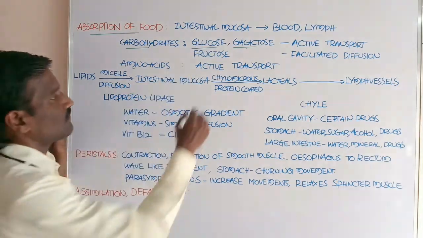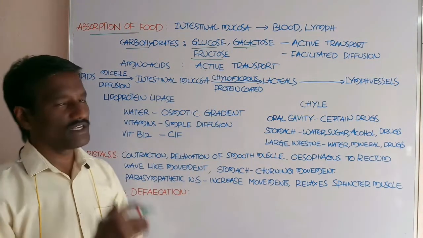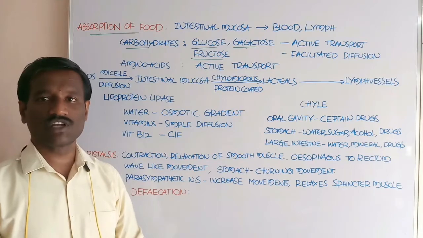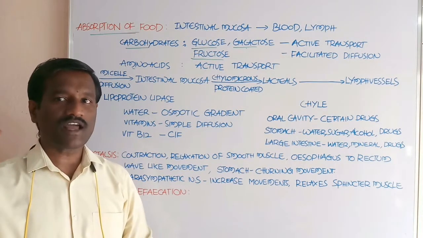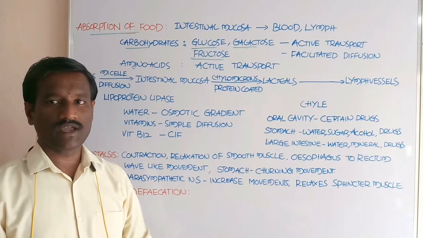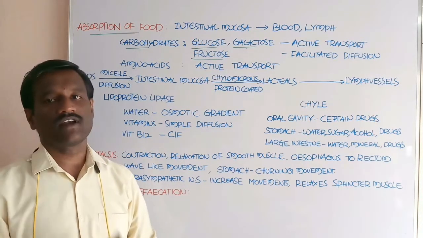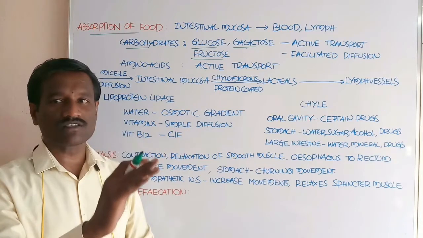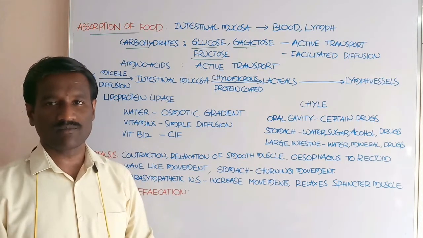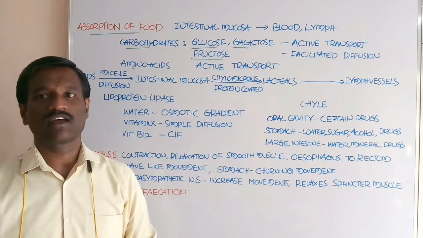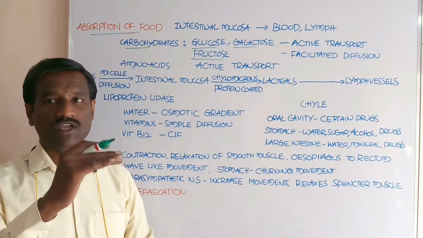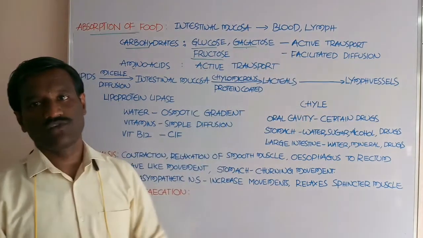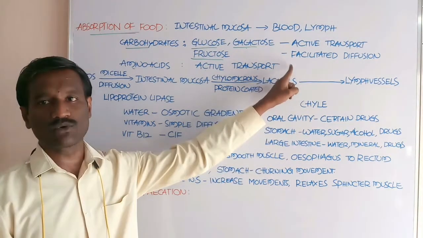Next, fructose. What about fructose? Fructose is absorbed by facilitated diffusion. What about facilitated diffusion? Facilitated diffusion is one type of passive transport. In this facilitated diffusion, movement of the molecules is from high concentration to low concentration, with the help of a carrier protein, a transport protein. It is one type of passive transport.